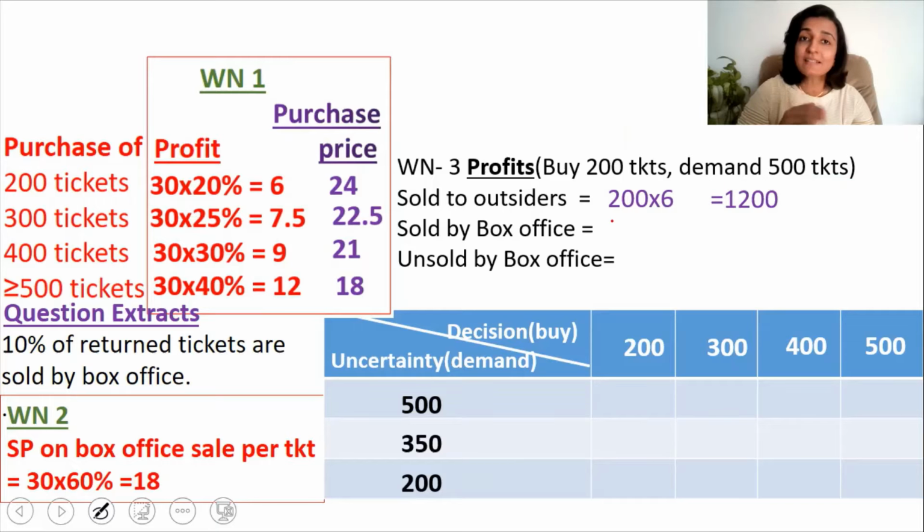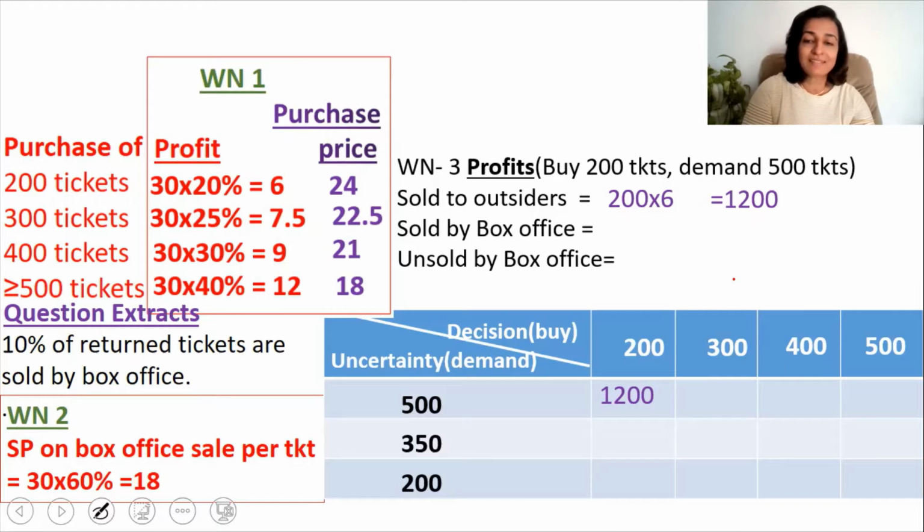$1,200. And since he has sold the entire quantity of tickets, he will not be returning any tickets to the box office. So sold by the box office and unsold by the box office is nil in this particular case, because there are no tickets unsold by the ticket agent.